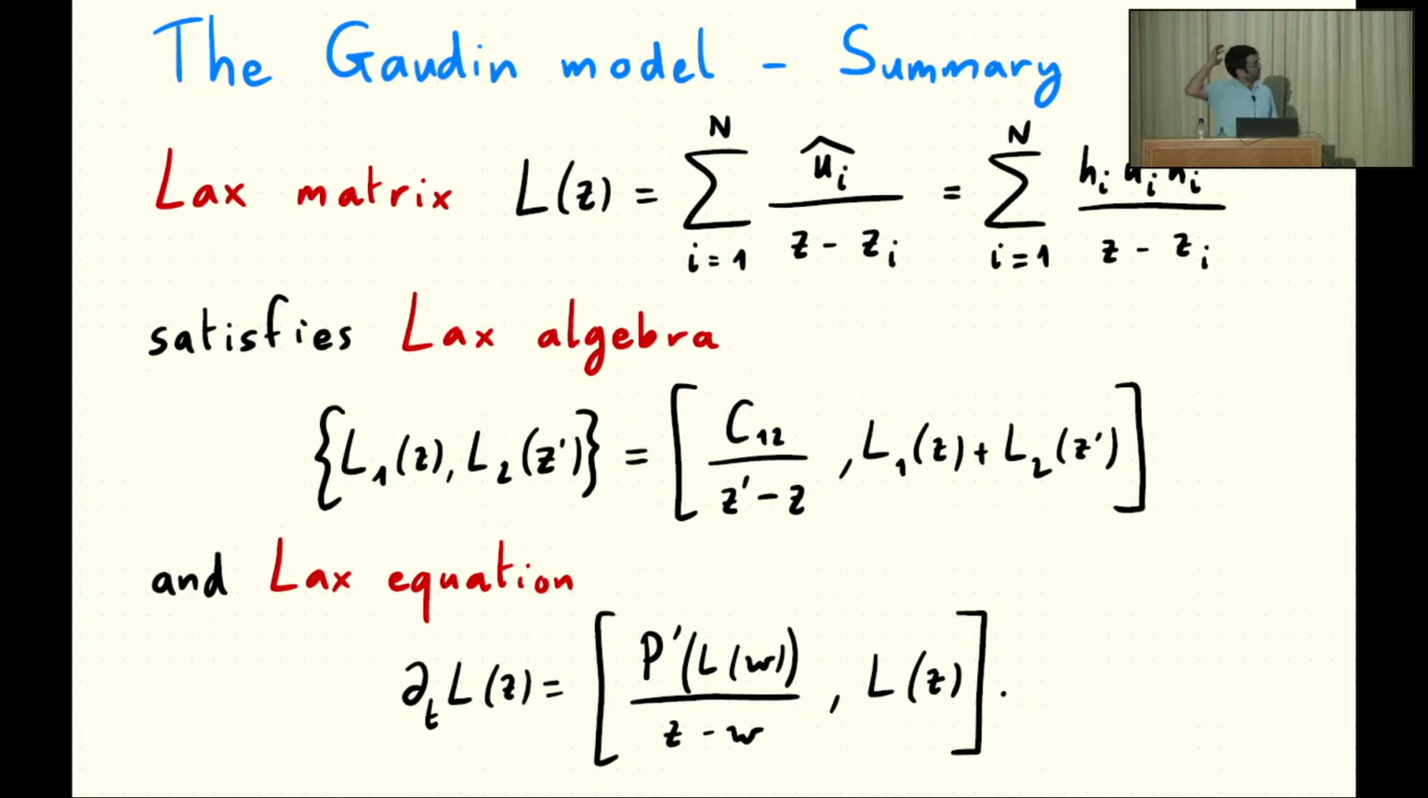Okay, so just to summarize, these are basically the three things I want to reproduce from 3D BF theory. The Lax matrix in this realization is given by this rational function with coefficients which are these adjoint orbits of fixed elements ui. And then this, by construction, satisfies this Lax algebra. And the evolution is given by this Lax equation, where time evolution is with respect to the Hamiltonian I talked about before, which is P of L of W. Okay? So if you can remember these three equations, they'll come up again, and I'll reproduce them from the 3D BF theory.